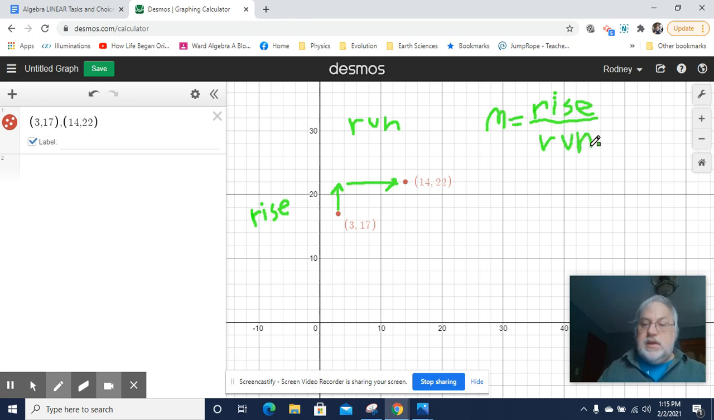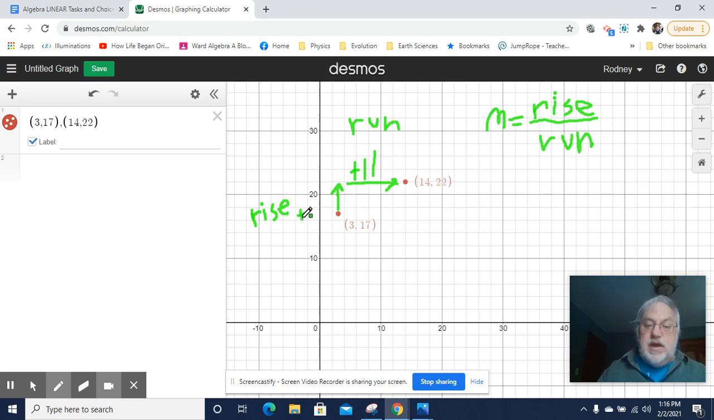Okay, so conceptually, you could think of this. This is a rise from here to here, from 17 to 22. That's a rise of 5. And then this is the horizontal component. This is a run from 3 to 14. So that's 11. Okay, so that's a plus 11. And the sign will matter here. And this is a plus 5 from 17 to 22.